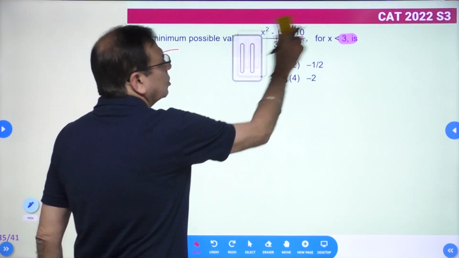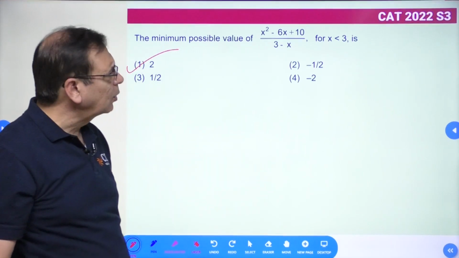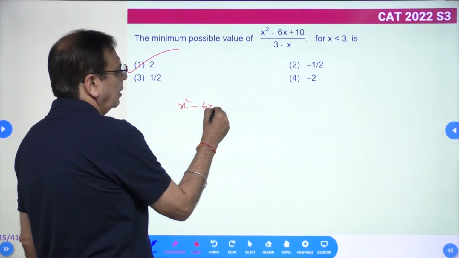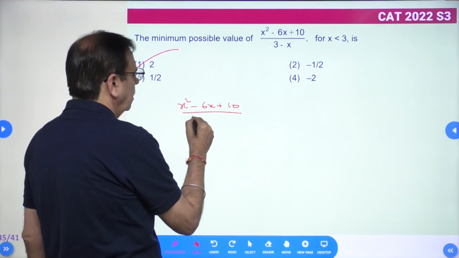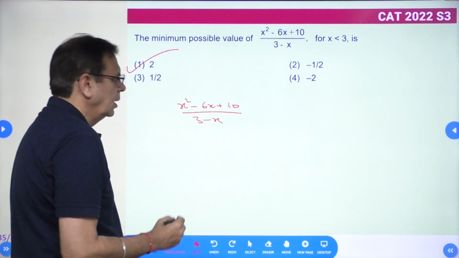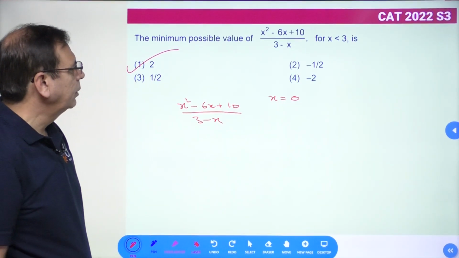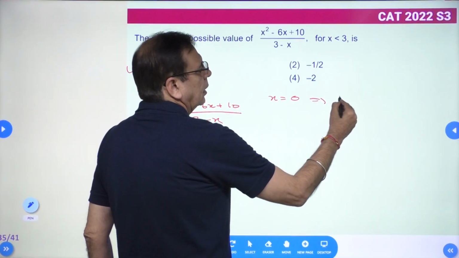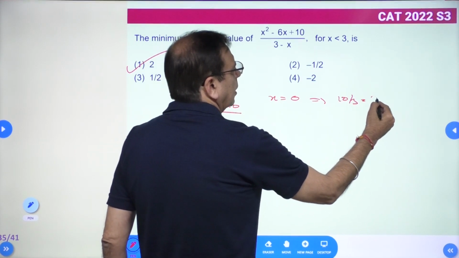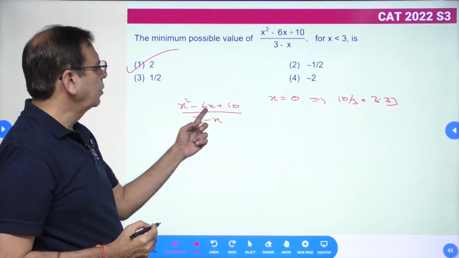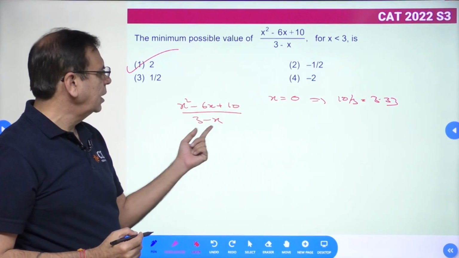दूसरा क्या है? कुछ नहीं है. Choices की value डालना शुरू कर दो ना. So let's look at this expression. X square minus 6x plus 10 upon 3 minus x. Okay. X is 0. What will you get? If x is 0, what do you get? 10 by 3. Okay. X is 0, 0 plus 0, 0 minus 0 plus 10 upon 3.